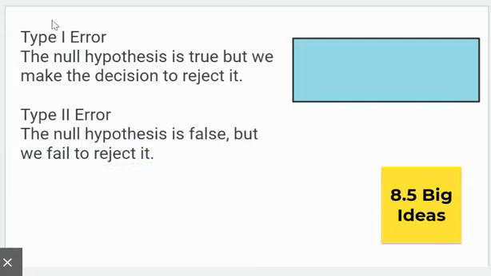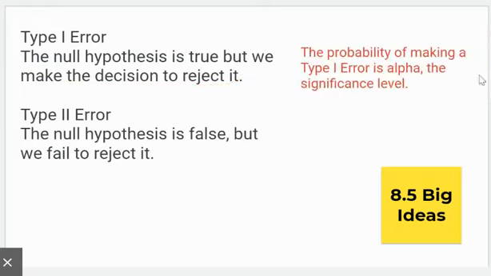Now there's one more thing that we want to talk about when it comes to a type 1 error, and that would be the probability of making a type 1 error. Well, the only time you can make a type 1 error is when you end up rejecting the null hypothesis. So the only time that we reject the null hypothesis is if our p-value is less than our level of significance, alpha. So if the null hypothesis is true and we end up rejecting it, what is the probability of this happening? Well, the probability of this happening would be equal to alpha, our level of significance.